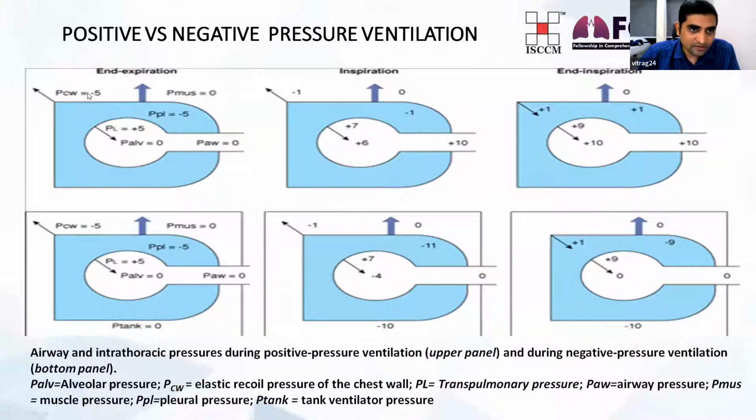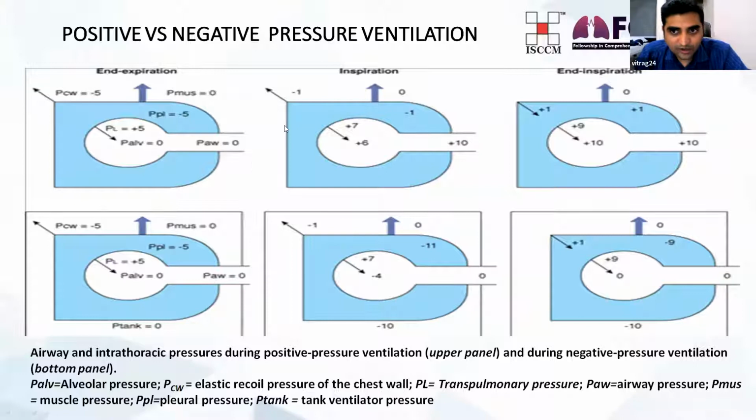This is chest wall pressure, the PCW, PMUS is muscle pressure, PPL is pleural pressure, PALV is alveolar pressure, and this is airway pressure. So what we can see is that between muscle pressure and airway pressure, subatmospheric negative pressure is created in negative pressure ventilation. You can see it on the slide figure below.